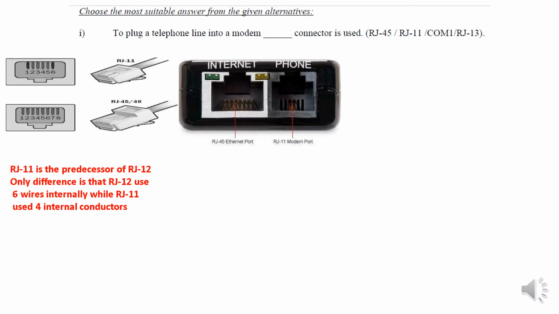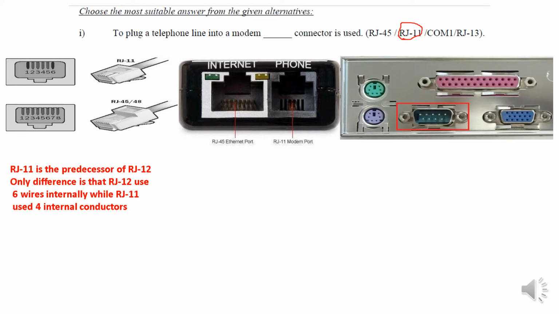Let's see the details. RJ11 is the predecessor of RJ12. RJ12 is the latest, and the difference is that RJ12 uses 6 wires internally, while RJ11 uses 4 internal conductors. Now we have already got the answer: it will be RJ11, because RJ11 is the name of the connector that connects the telephone line to the modem.